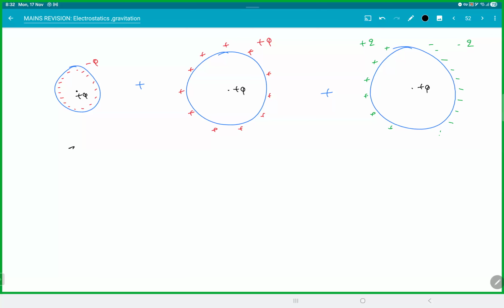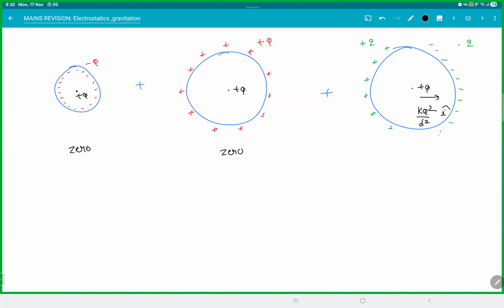This will be 0 because field inside the hollow shell is 0. This is 0. Field inside the hollow shell is 0. This thing we just now proved. The force will be kq square by d square I cap. Clear with that? That will be the answer.